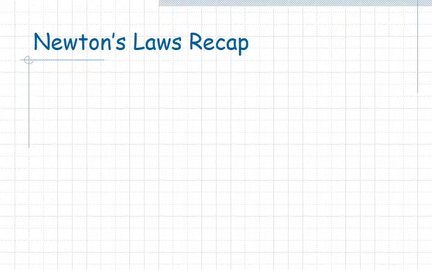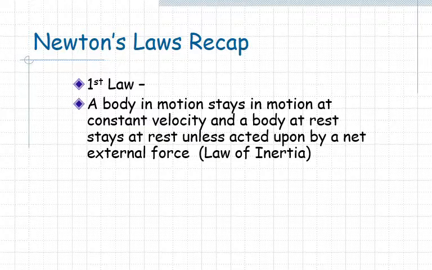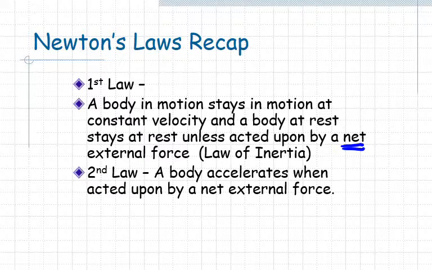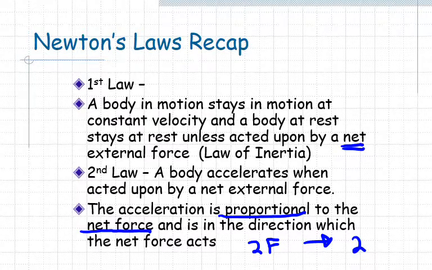So as we recap a little bit, with the first law, a body in motion will stay in motion at constant velocity, and a body at rest will stay at rest unless acted upon by a net force, an unbalanced force. This is the law of inertia. The second law, a body will accelerate when acted upon by a net external force, and it will be in that same direction as that force, and then acceleration is directly proportional to the net force. So you double force, you're going to double the acceleration of the car, triple and triple.